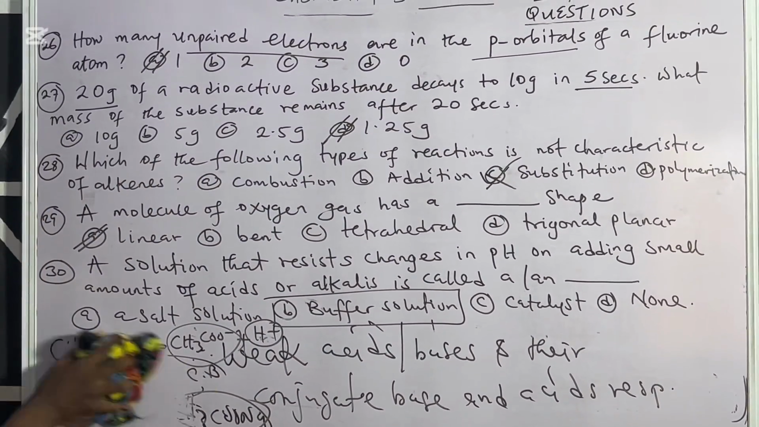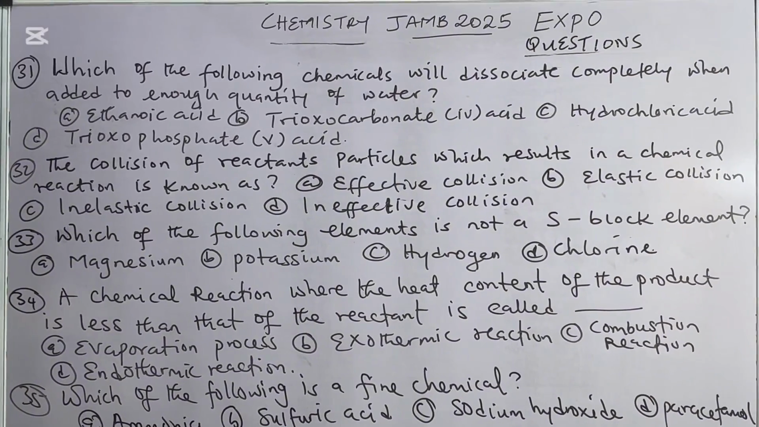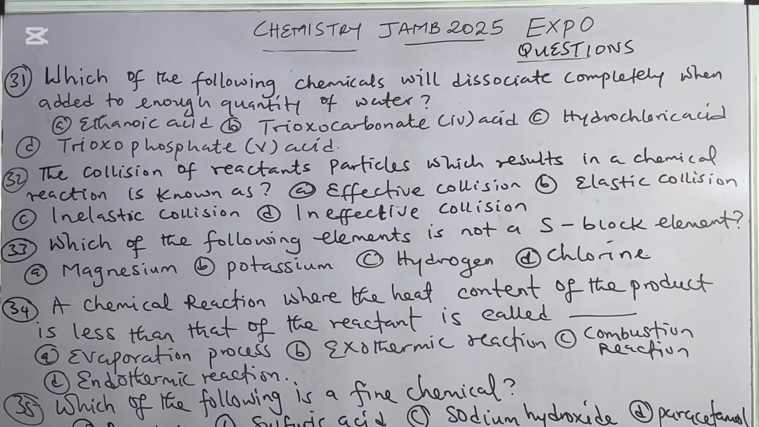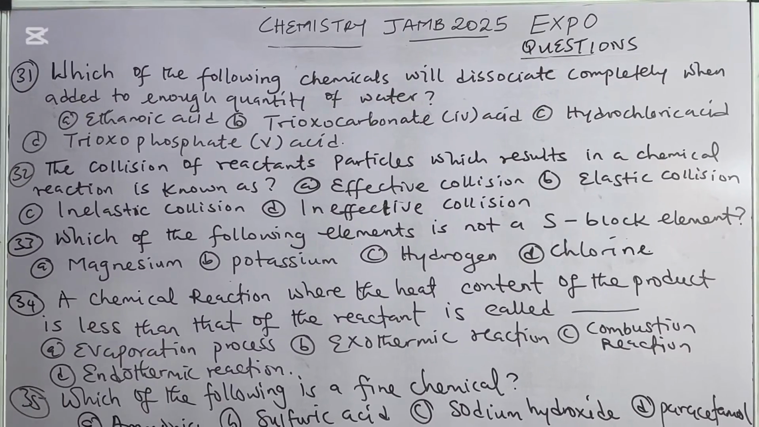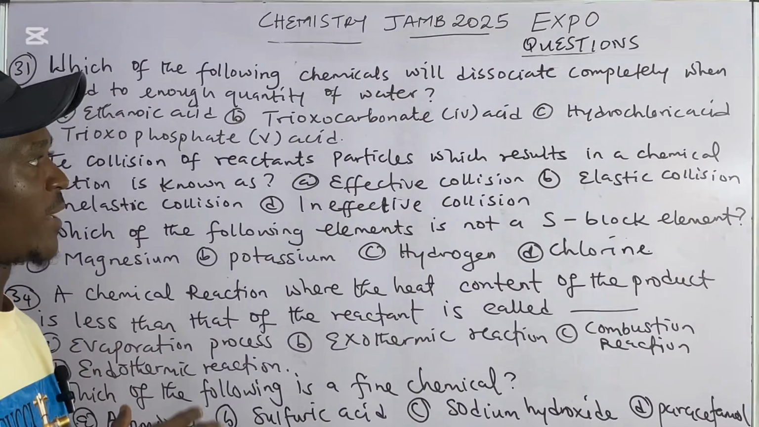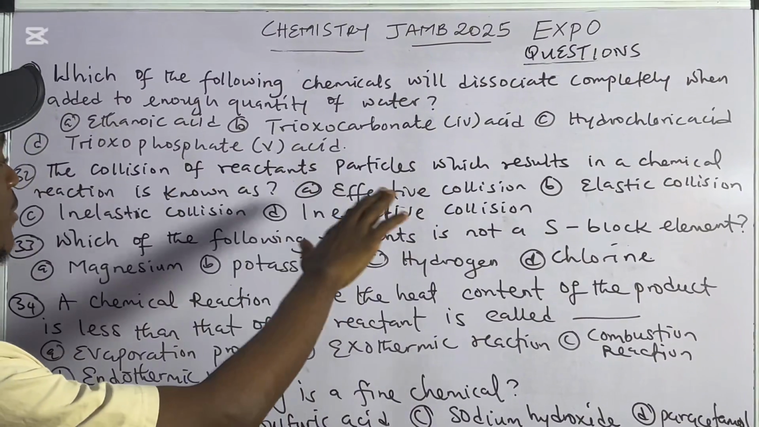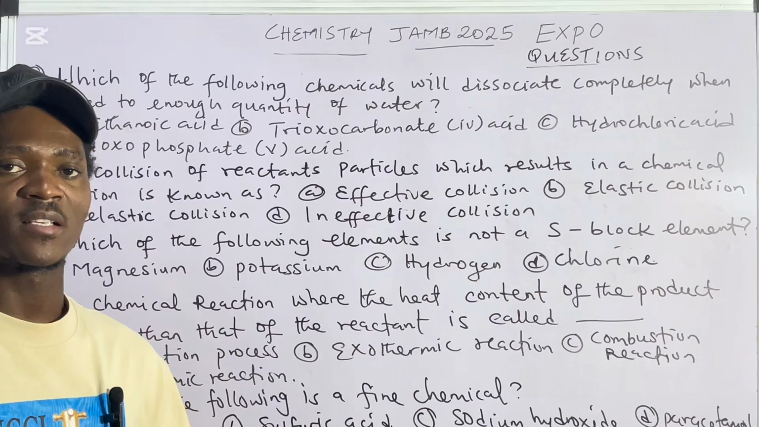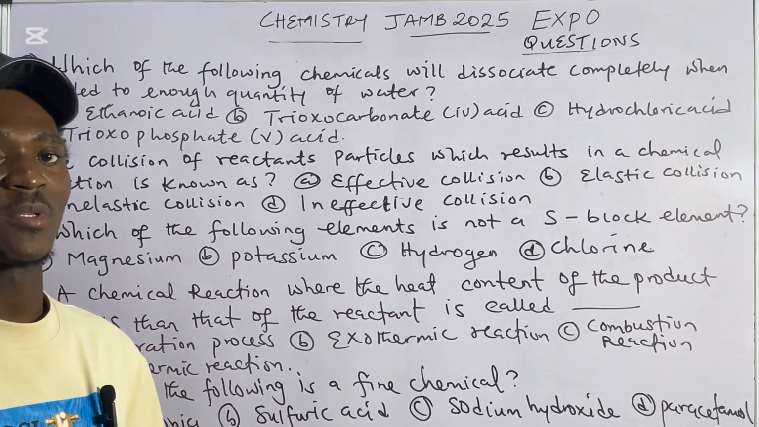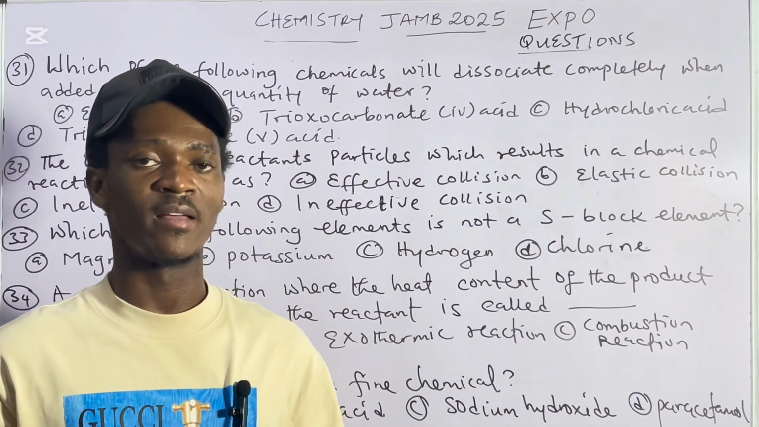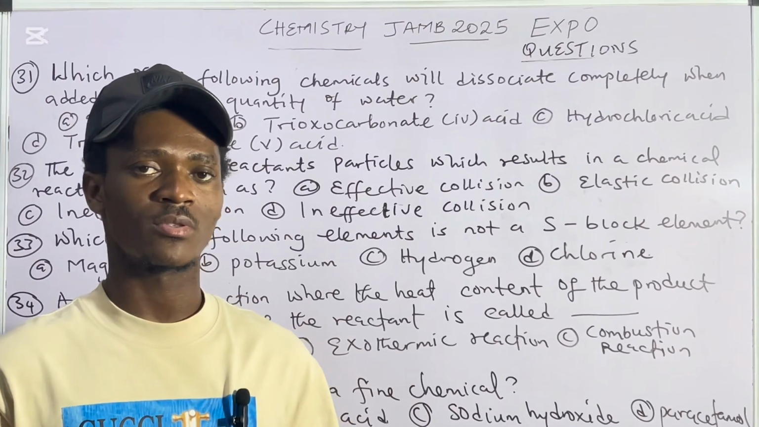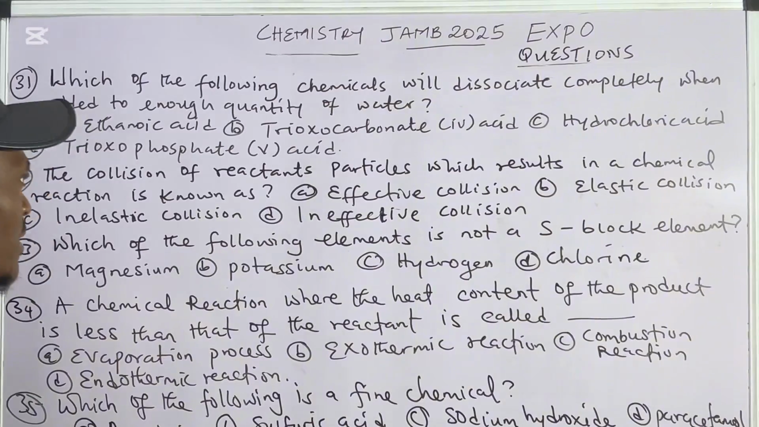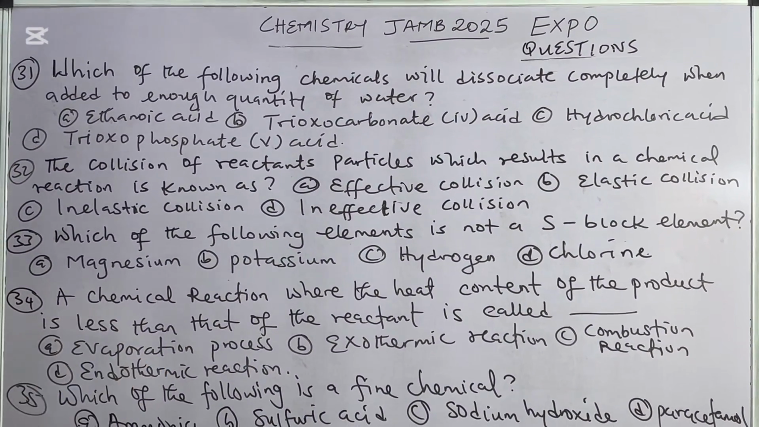So let's see the next question. Question 31. Which of the following chemicals will dissociate completely when added to enough quantity of water? Now, this question is taking our minds to acids, because all the options are acids. And we have strong acids and weak acids. Strong acids are simply acids that dissociate or ionize completely in solutions, that's in water, while weak acids dissociate partially in water. So let's identify the strong acid. That will be our answer.